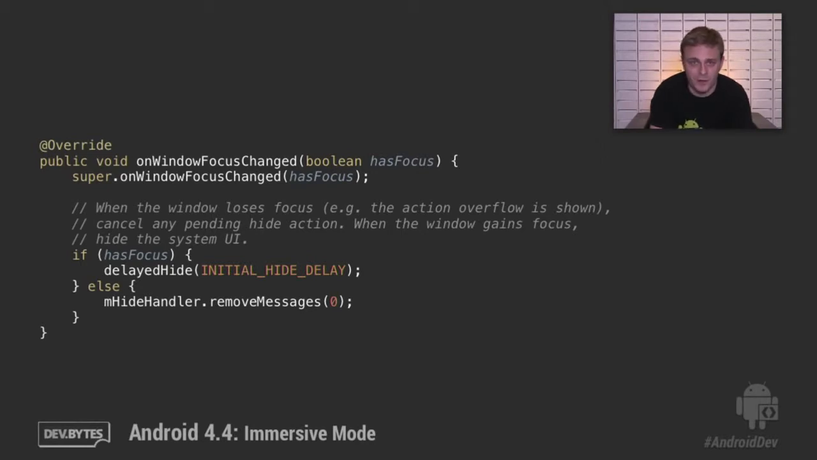cancel any pending auto-hides. So for example, if you're watching a video and you press the action overflow, that shows up a pop-up menu, you'll want to prevent the case of 3 seconds after you show the action overflow, the system bars and action bar hide, automatically closing the action overflow. So this will help you prevent that.